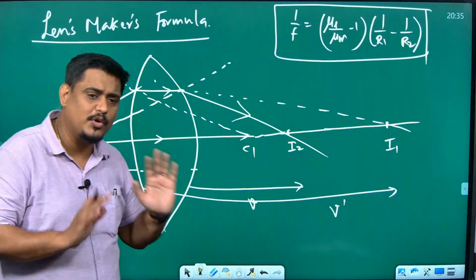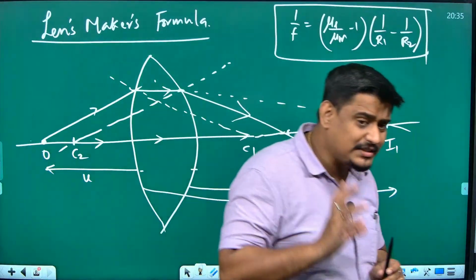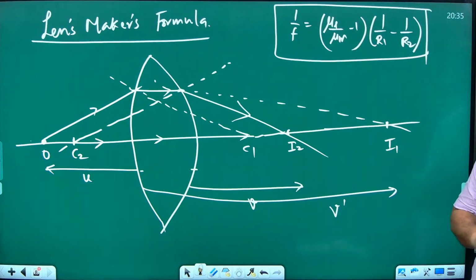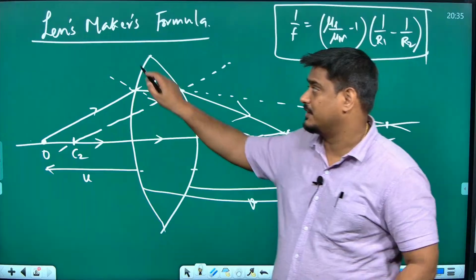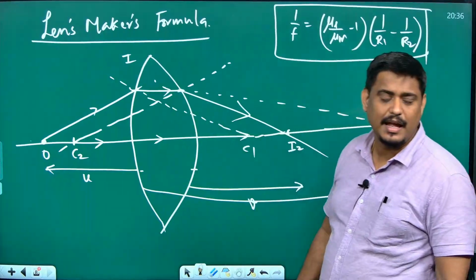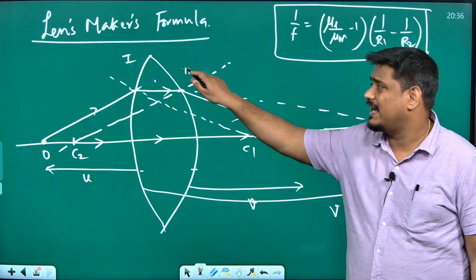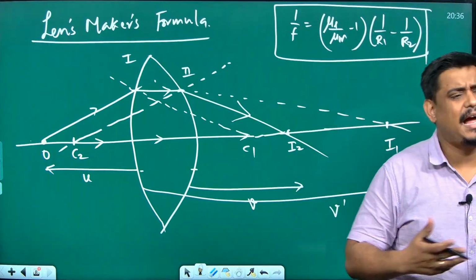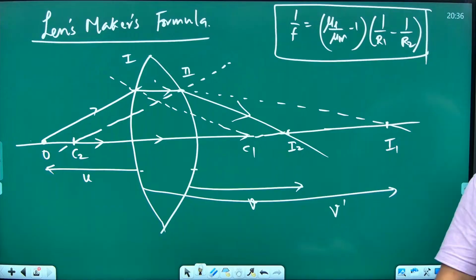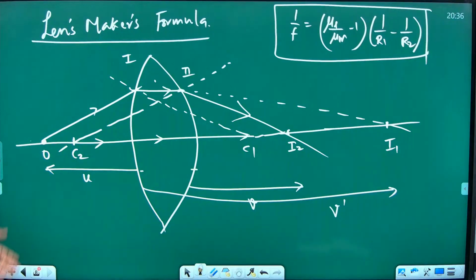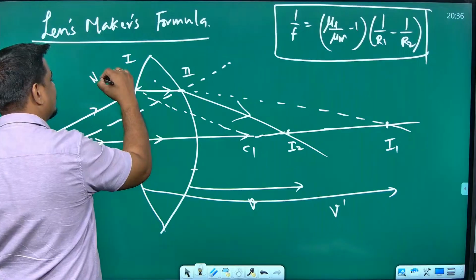Now what I am going to tell you is this. First I am going to apply the refraction through spherical surface formula for the first interface, and then I am going to apply it for the second interface, and then I will add them, and I will get the answer. It is very simple. So I will do that. First you draw a diagram. Copy it, draw a diagram. This is the normal line.